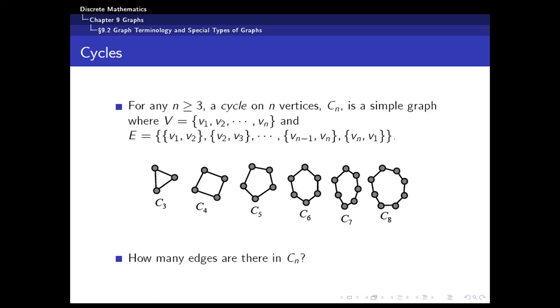Yes, sir. Okay, and there is a very interesting thing. See how many nodes are there. 3. So the number of edges is also 3. How many nodes are there? 4. And the number of edges is also 4.